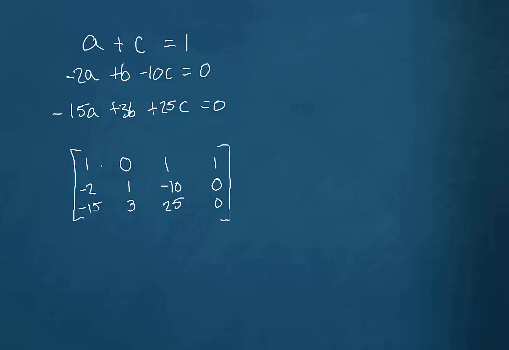So what we have done here is construct a matrix that has 3 rows and 4 columns. So it is a 3 by 4 matrix. We always go rows by columns. So 3 rows by 4 columns.